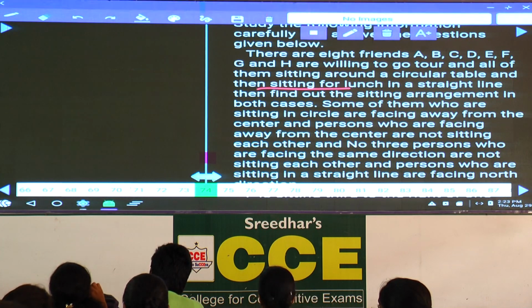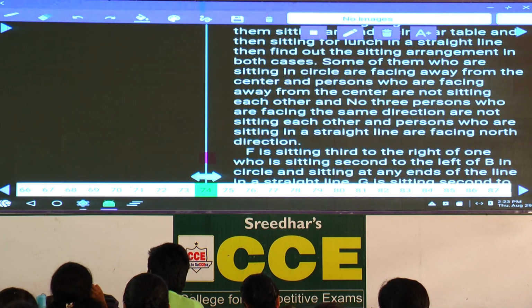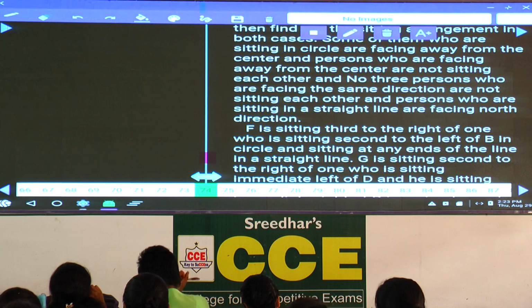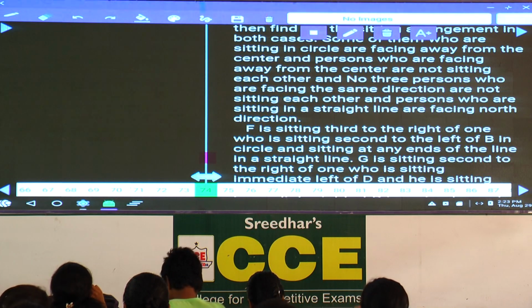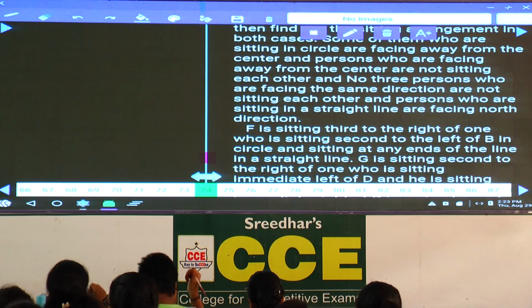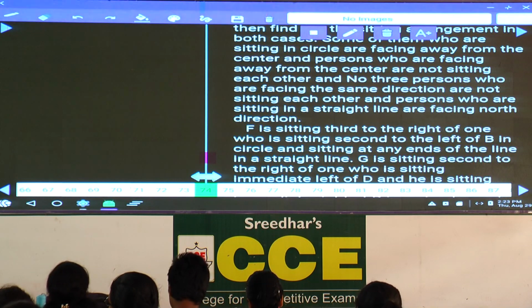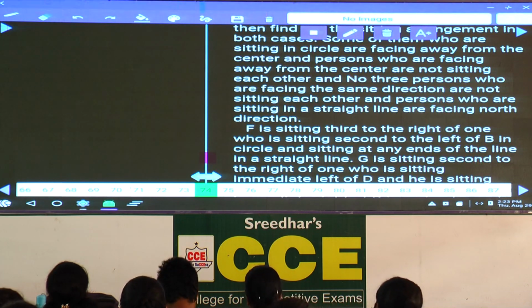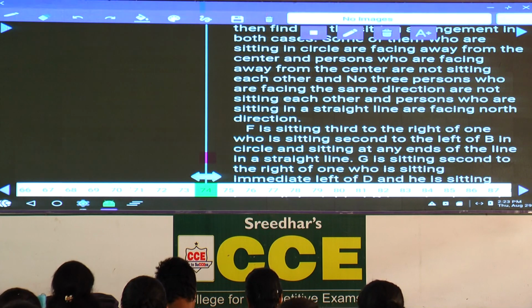Then next one. Some of them who are sitting in a circle are facing away from the center, and persons who are facing away from the center are not seated adjacent to each other. And here at the same time, the persons who are facing towards the center are also not adjacent to each other. And you can take 4 and 4, isn't it? But yes, here only the persons away from the center are not facing towards the center. And next one, no 3 persons who are facing the same direction are sitting adjacent to each other.